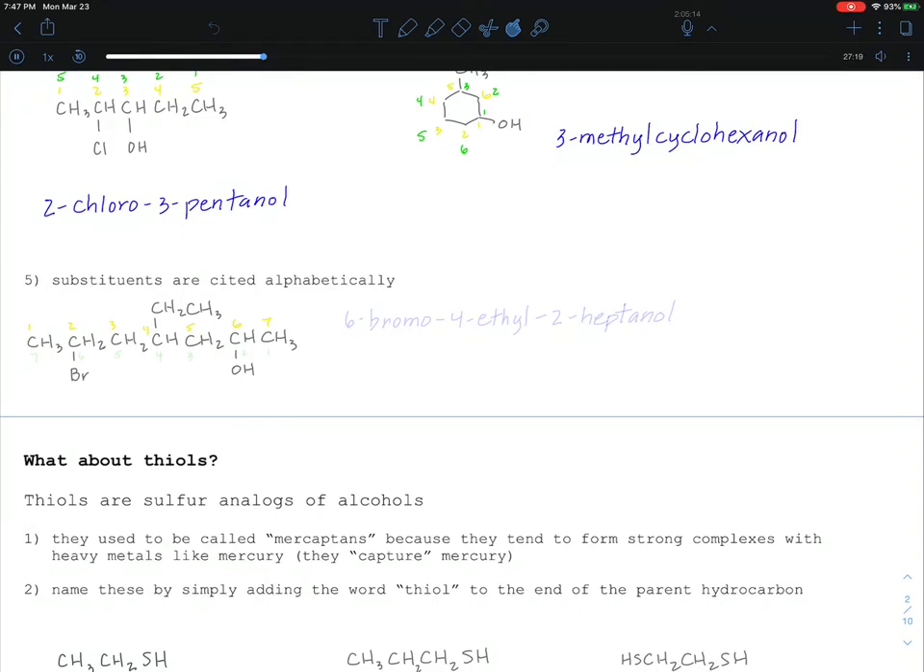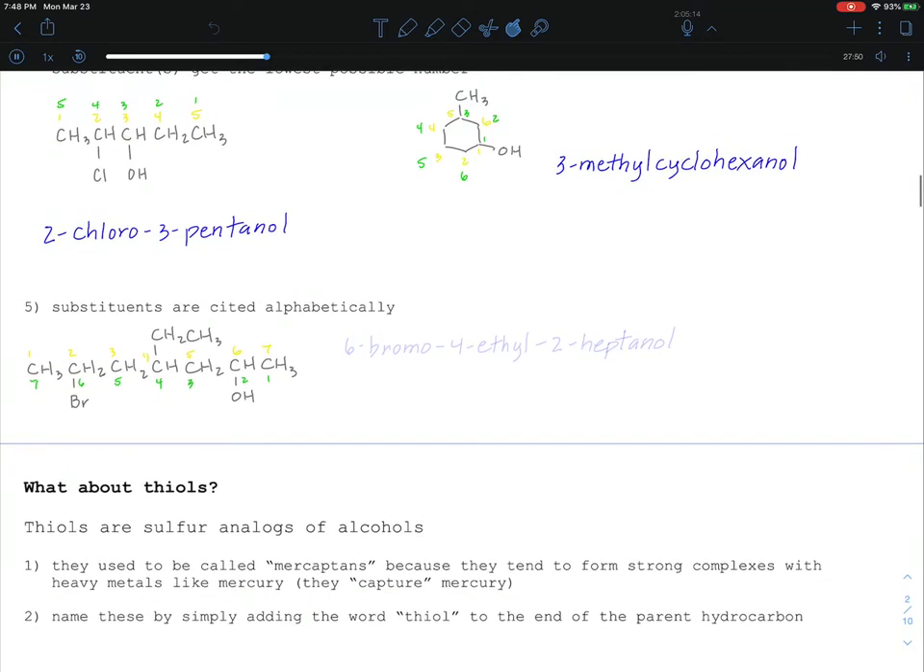But I also want to make sure that my functionality gets the lowest possible number. So I'm going to go this way as well. 1, 2, 3, 4, 5, 6, and 7. So when we look at this, the yellow path puts the hydroxyl group on the 6th carbon, but the green path puts it on the 2nd carbon. So we're going to take the green path, which means that we have an ethyl group on the 4th carbon, and we have a bromo group on the 6th carbon.